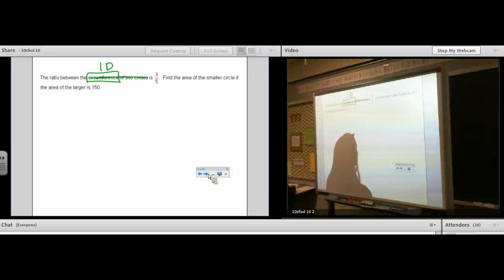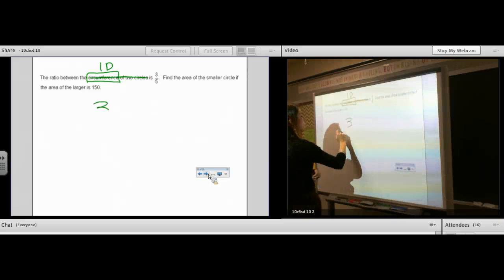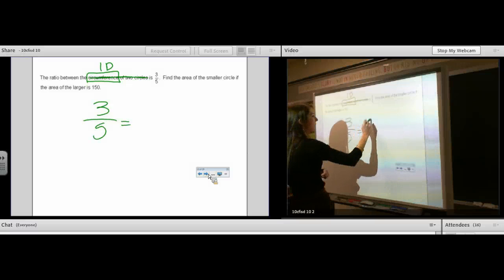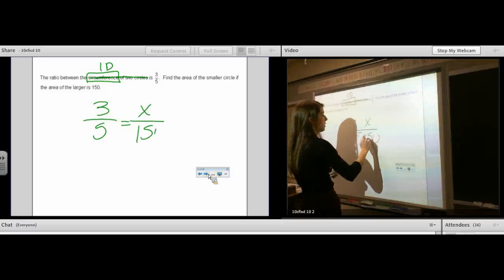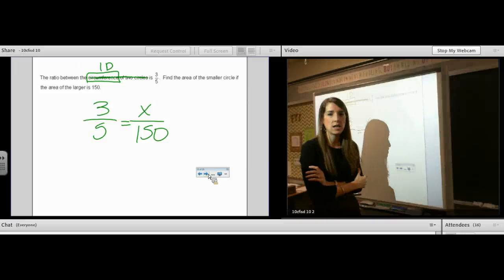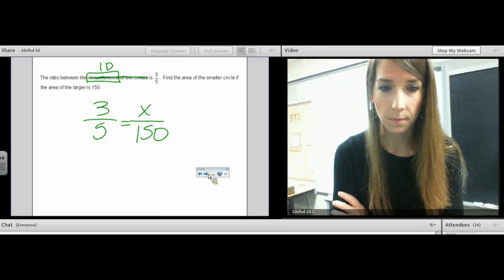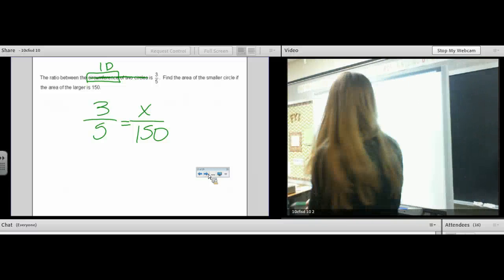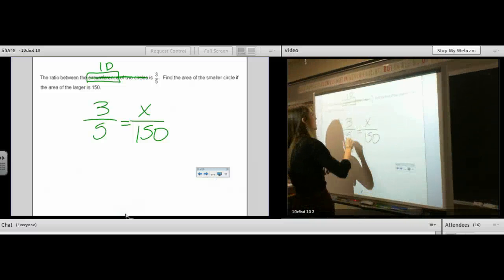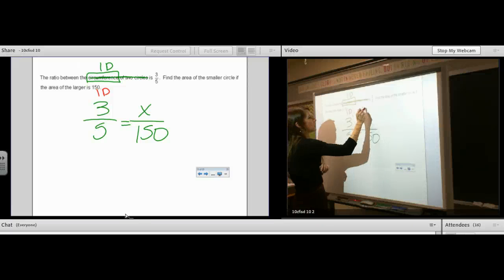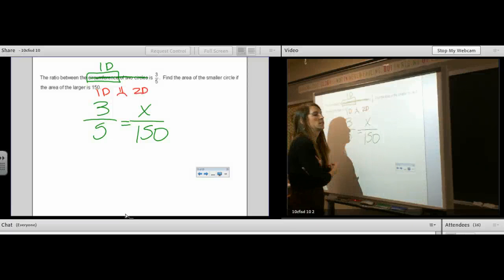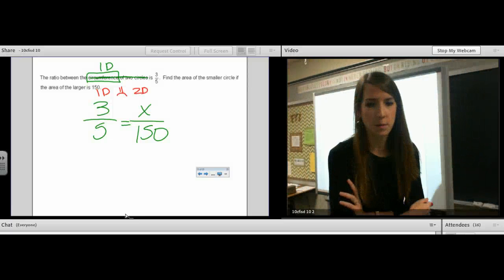Is 3 to 5. Find the area of the smaller circle if the area of the larger is 150. 3 is to 5 as x is to 150. I put 150 in the denominator because it was the larger one. What symbol is that, Helaman? All right, this is 1D, this is 2D. They don't get along. So you may not cross multiply.